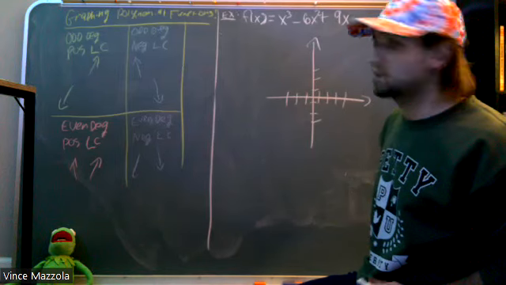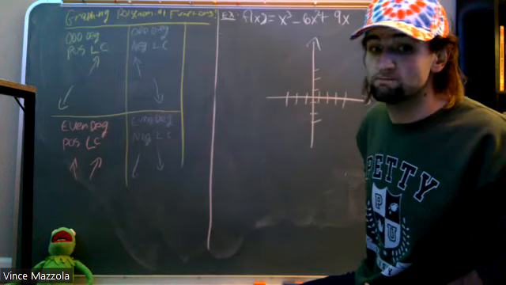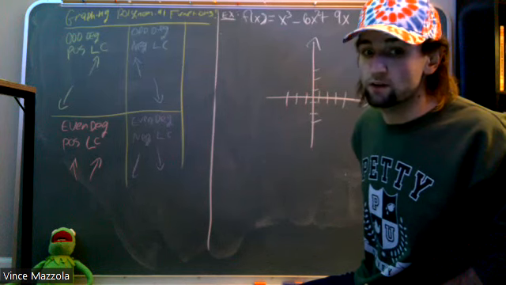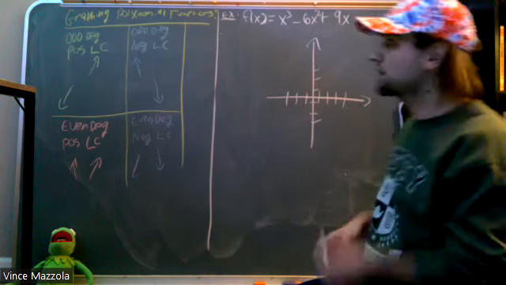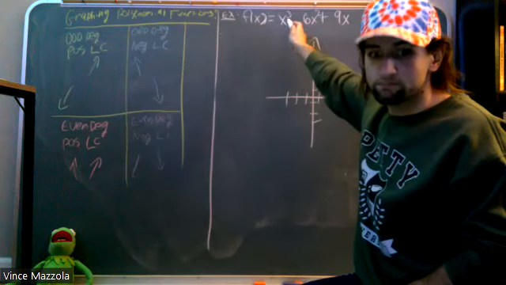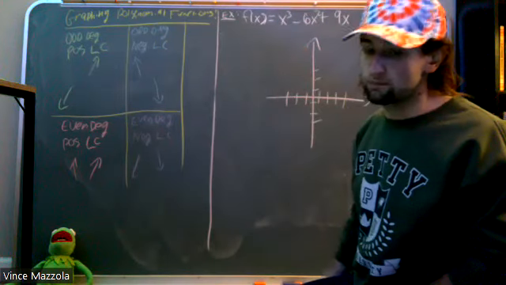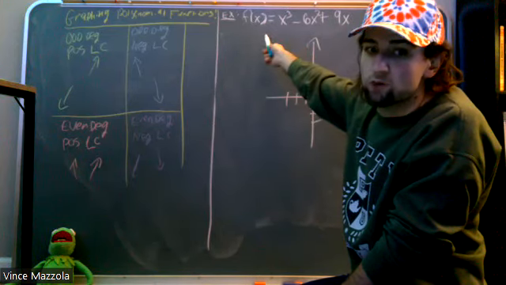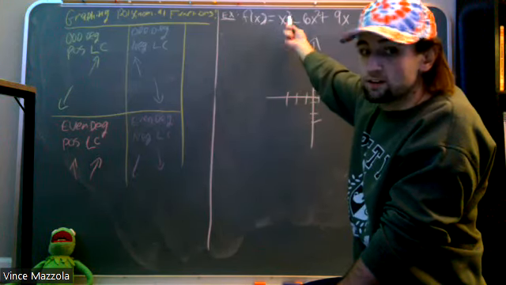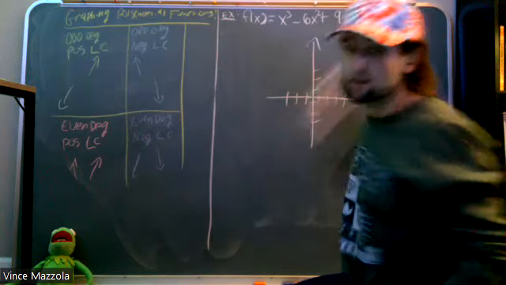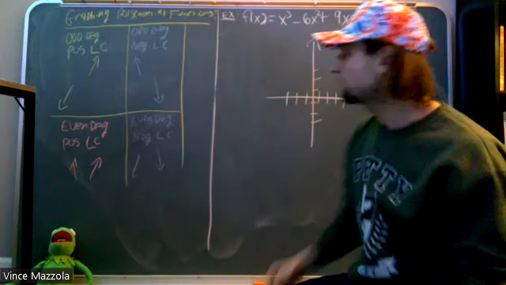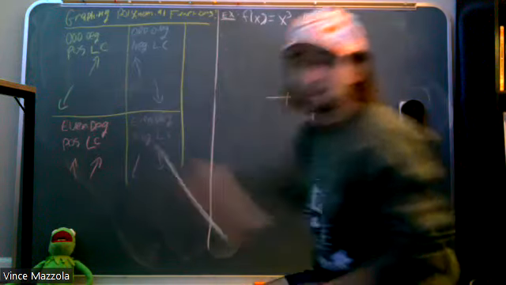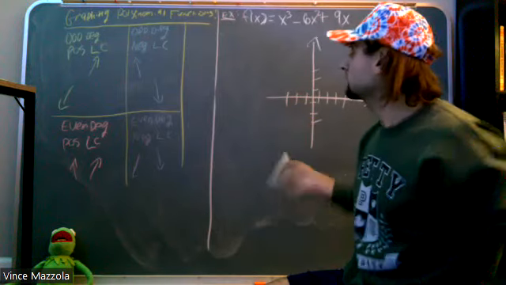x cubed minus 6x squared plus 9x. Well, just like how we graphed the other one, first let's take a look at the end behavior. It's an odd degree, because x cubed, and it's got a positive number out front, or it's +1, right? Because there's no negative there. So you know it's going to be a classic Travolta, right? Where it's going to look like that shape toward the end behavior.